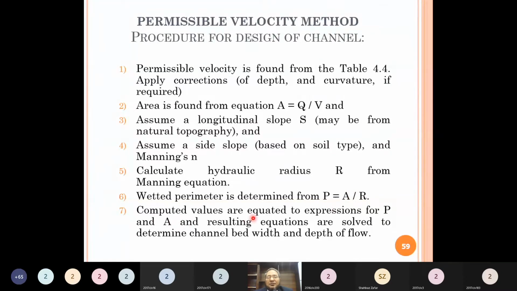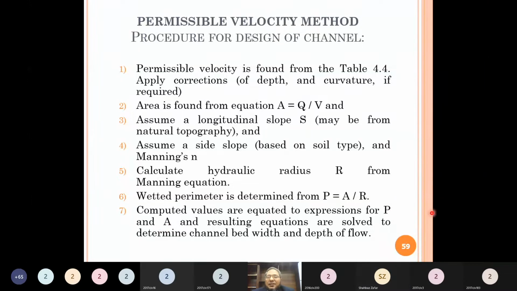Now the computed values are equated to the expressions for P and A. What is the equation of A for a trapezoidal channel? That is B D plus Z D square. This is the area. Yes.